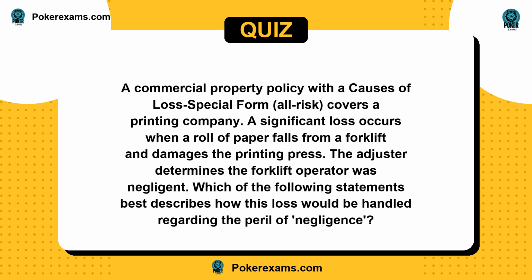Next question. A commercial property policy with a causes of loss special form, all risk, covers a printing company. A significant loss occurs when a roll of paper falls from a forklift and damages the printing press. The adjuster determines the forklift operator was negligent. Which of the following statements best describes how this loss would be handled regarding the peril of negligence?